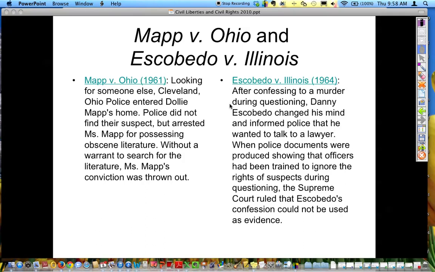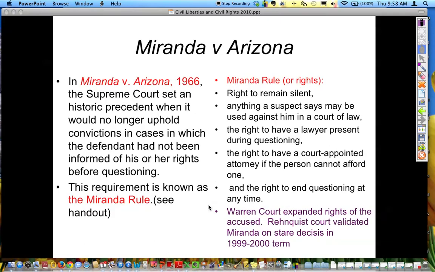After confessing to a murder during questioning, Danny Escobedo changed his mind and informed police that he wanted to talk to a lawyer. When police documents were produced showing that officers had been trained to ignore the rights of suspects during questioning, the Supreme Court ruled that Escobedo's self-confession could not be used as evidence. So sometimes these decisions do help the accused, but it also safeguards that the police are following the rules.